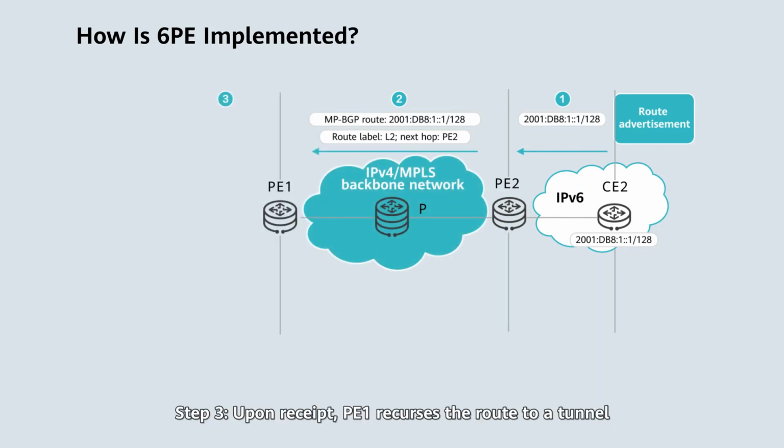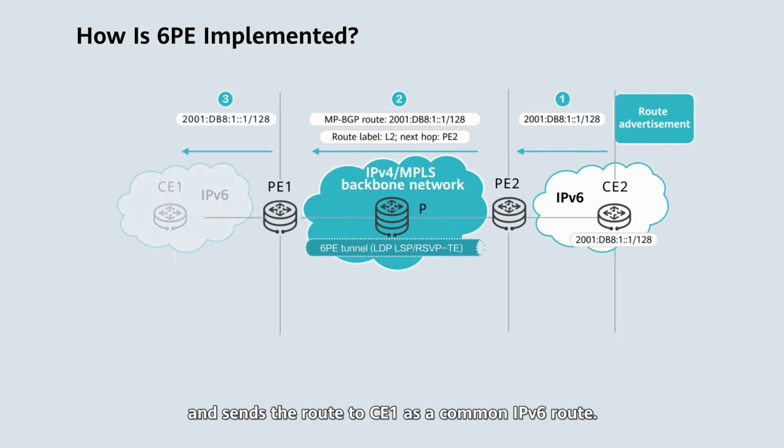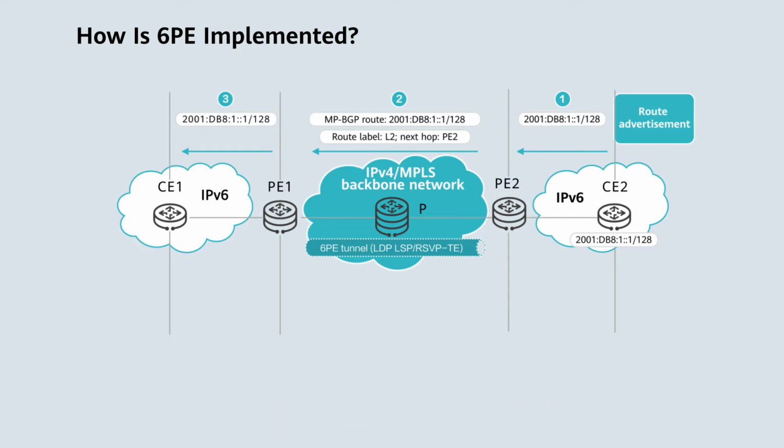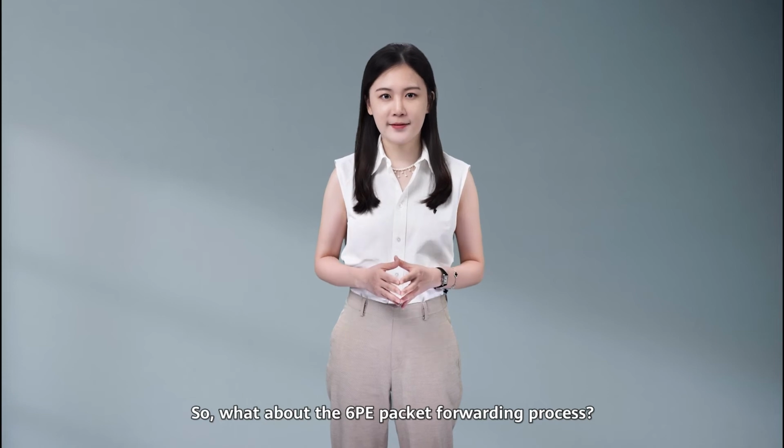Step 3. Upon receipt, PE1 recurses the route to a tunnel and delivers route information to its forwarding table. PE1 then changes the next hop of the route to itself, removes the route label, and sends the route to CE1 as a common IPv6 route. This way, the route is sent from CE2 to CE1. So what about the 6PE packet forwarding process?